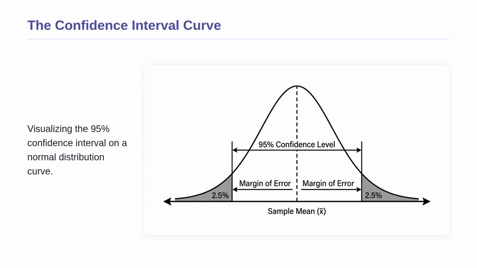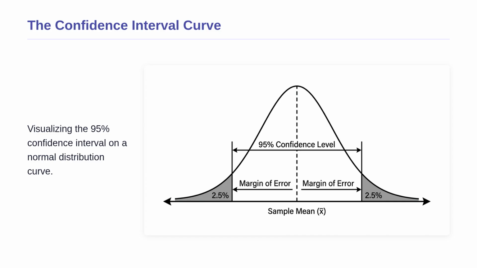To truly cement this concept, let us visualize what we have been calculating. Here, you see a standard normal distribution curve. Right in the middle, at the highest peak, is our sample mean. This is our best single guess. Stretching out to the left and right from that center line is our margin of error. Together, they form the central unshaded region, which represents our 95% confidence level.